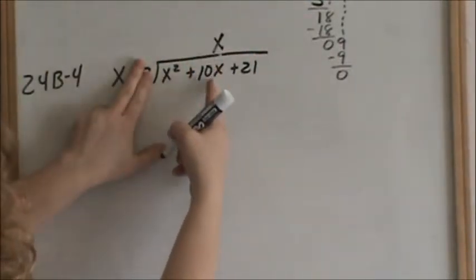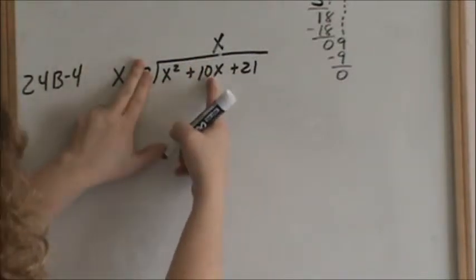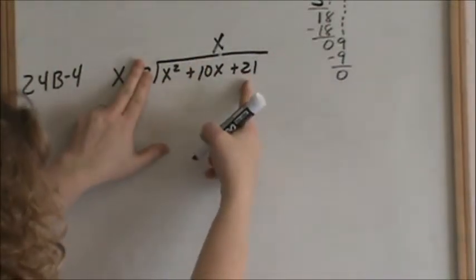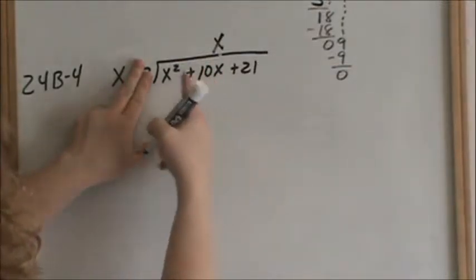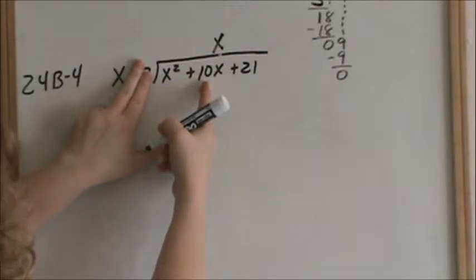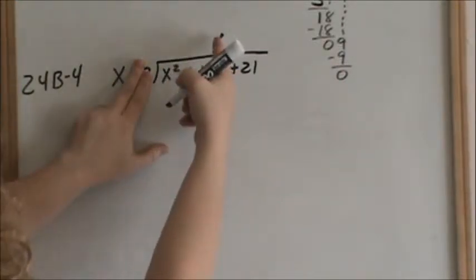Since it's x, we write it over our x column. Here's our x squared column, here's our x column, here's our whole number column. So we're writing it over our x column, so we just divided. With numbers, what we do next is multiply. We divided, now we multiply.